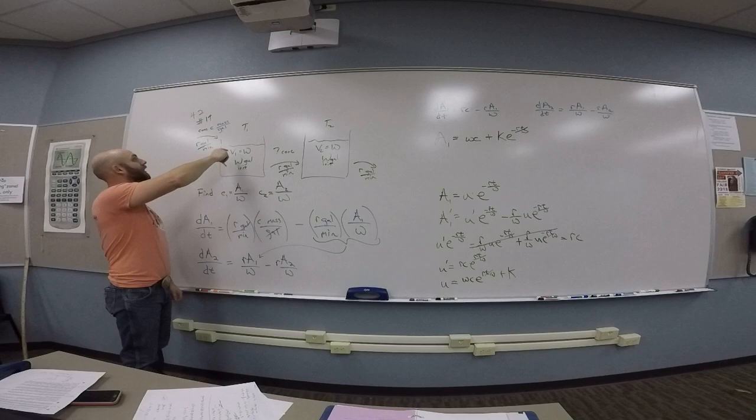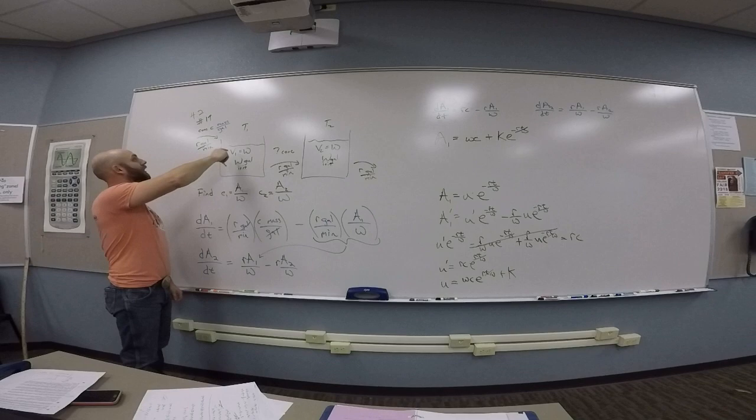Wait, it's not homogeneous anymore, though. R over W U e to the minus RT over W. What did I screw up? It's not homogeneous, it's just A prime anymore. Oh, thank you. It's A2 prime is this. I skipped a step. That's fine, we know it. A2 was U times e to the minus RT over W. Good? Okay, then what? Plug and chug.